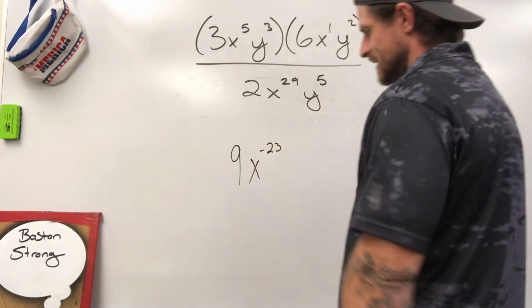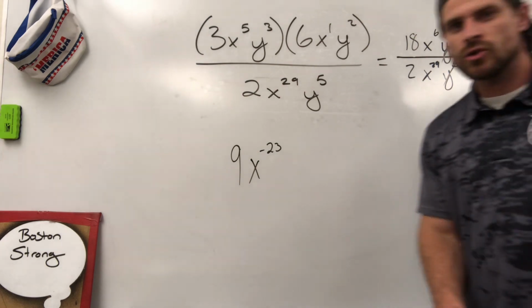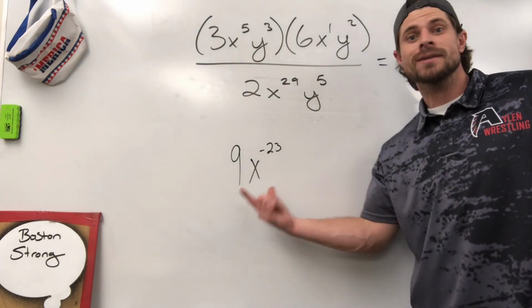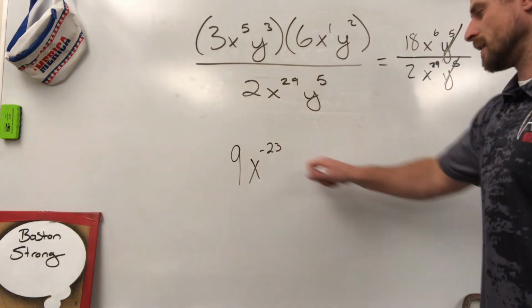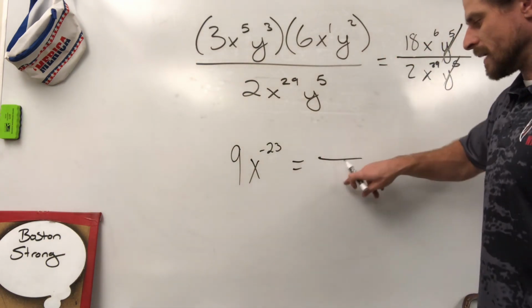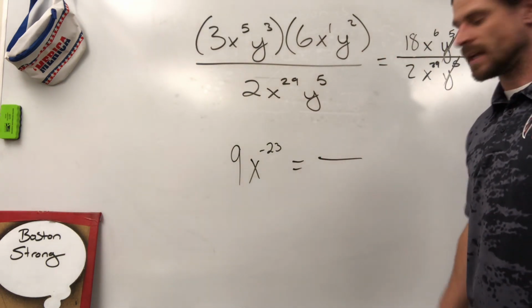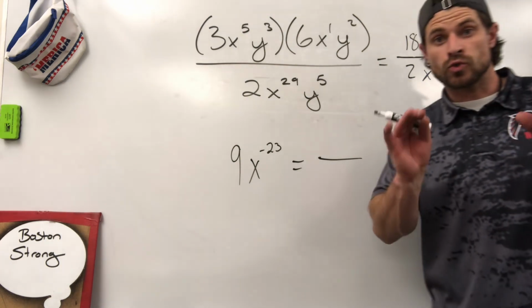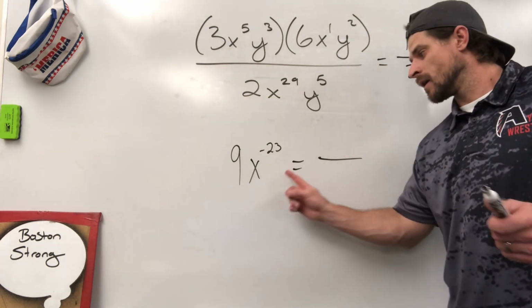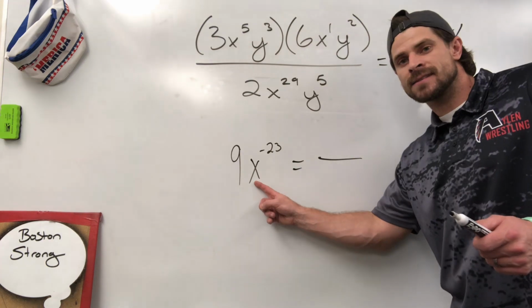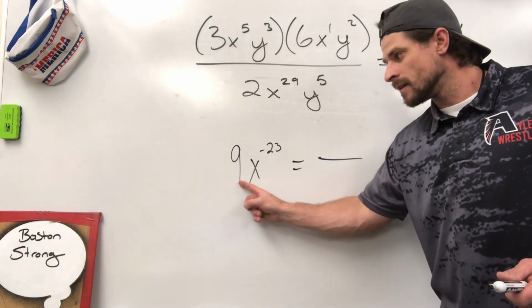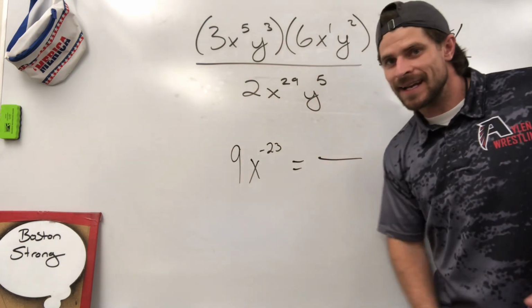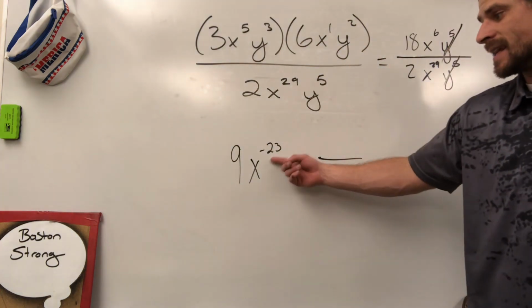Now we get to this step, and I watched a lot of my students look at this and say, oh, I know exactly what to do here. They took all of it, and they put it on the bottom of a fraction. And then they put 1 on top. Now that's great if the 9 and the x both had a negative exponent. But 9, it's got an exponent up here, but it's not negative. It's not negative 23 like the x is.